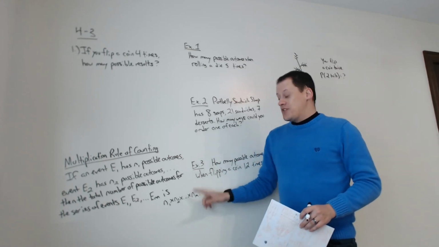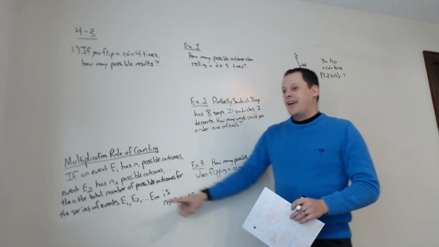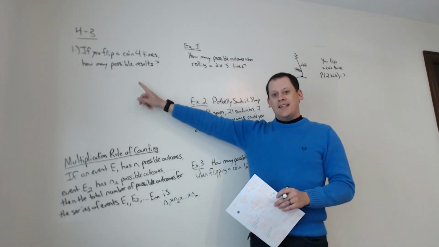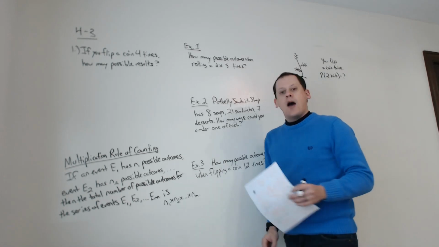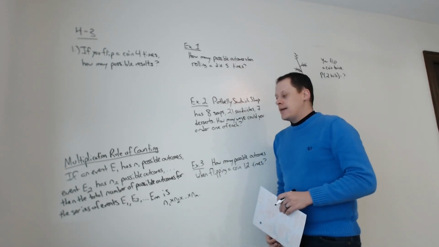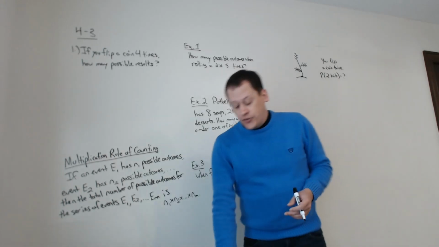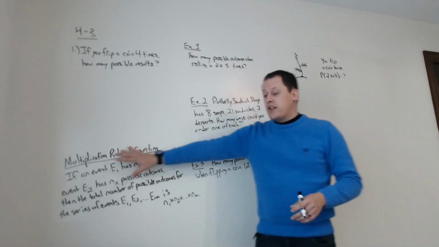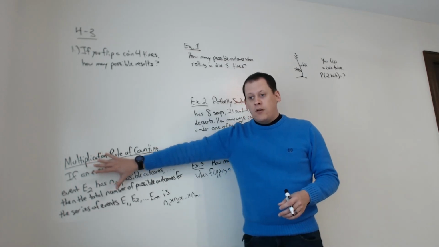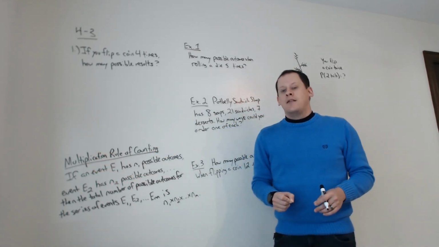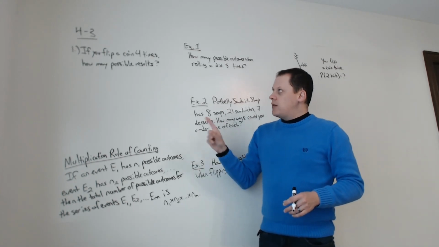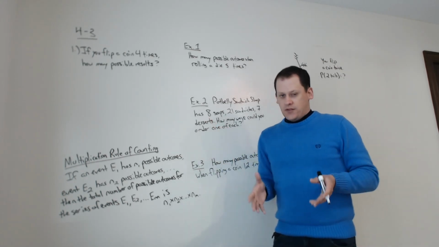And now that you understand this a little better, I want to revisit this problem. If you flip a coin 4 times, how many possible results are there? Well, one thing you could do, if you didn't know about the multiplication rule of counting, you could try listing all the possibilities that you could get. And for this particular problem, it's not impossible to do that.